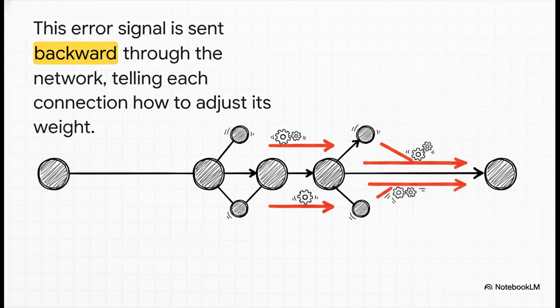That error signal gets sent backward through the whole network. It tells every single connection how much it contributed to the mistake. And based on that feedback, each neuron adjusts its little tuning knob just a tiny, tiny bit so that next time the guess is a little closer to cat. You repeat this millions of times, and the network actually learns to see.